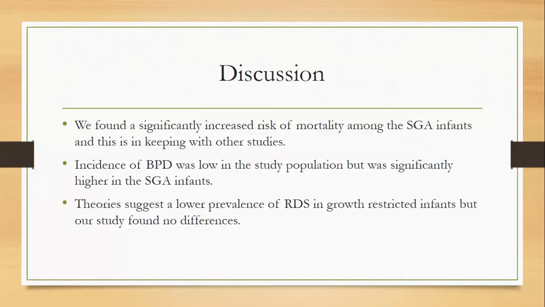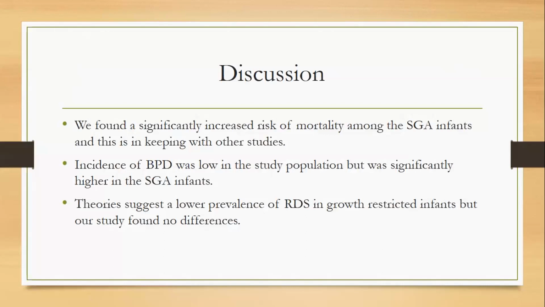So we found a significantly increased risk of mortality among the SGA infants, and this is in keeping with other studies. The incidence of bronchopulmonary dysplasia was generally low in the study population, but it was significantly higher in the SGA group. So we find that these SGA infants get stuck on oxygen.